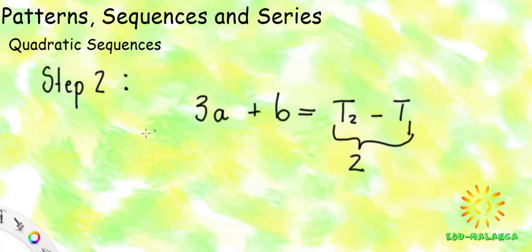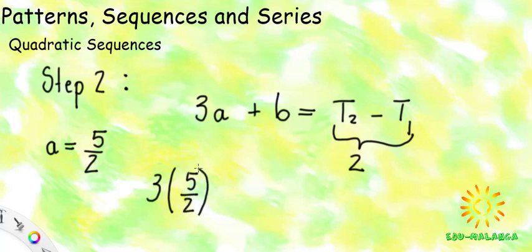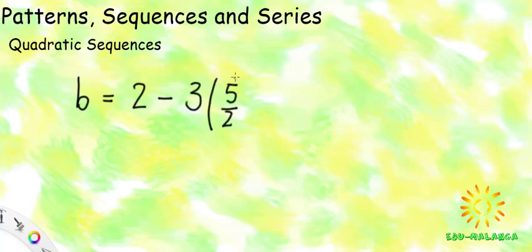Our a we solved for, and we said a is equal to 5 over 2. So let's substitute into this equation then. We're going to have that 3 times 5 over 2 plus b is equal to 2. We're going to move this to that side of the equation. We will then have that b is equal to 2 minus 3 times 5 over 2.